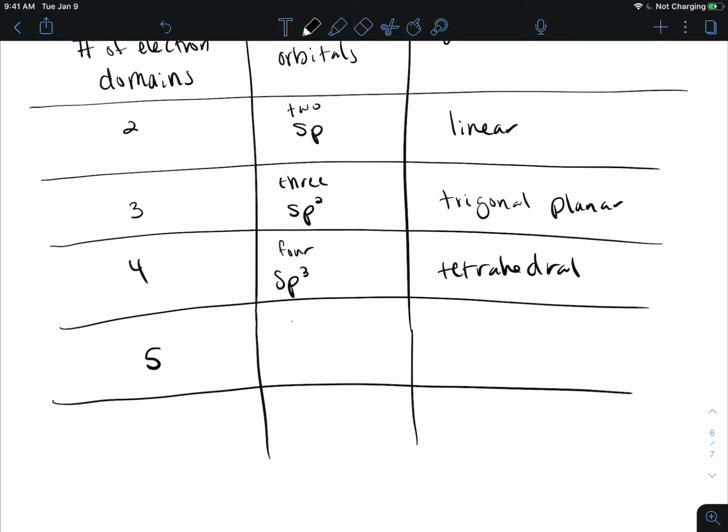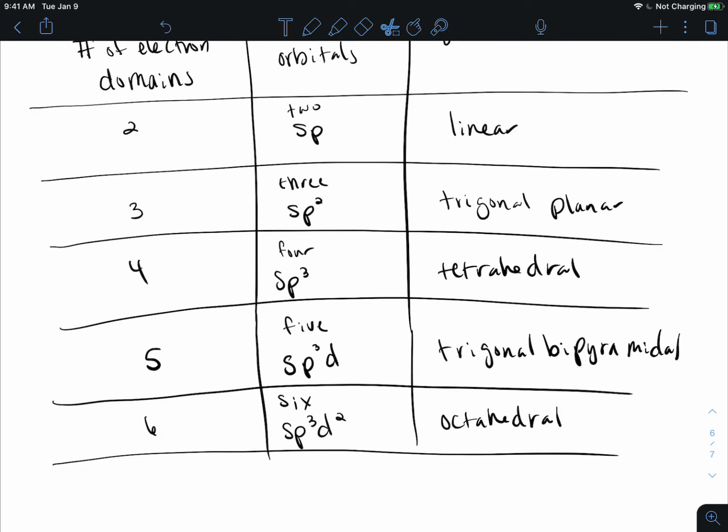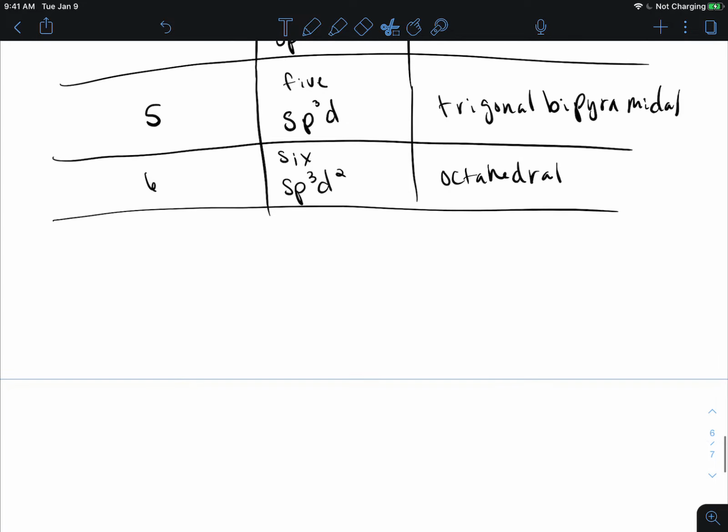5 electron domains, 5 sp3d hybrid orbitals, trigonal bipyramidal. And then last but not least, 6 electron domains gives us 6 sp3d2 hybrid orbitals and octahedral geometry. So just to recap the whole purpose of hybridization.